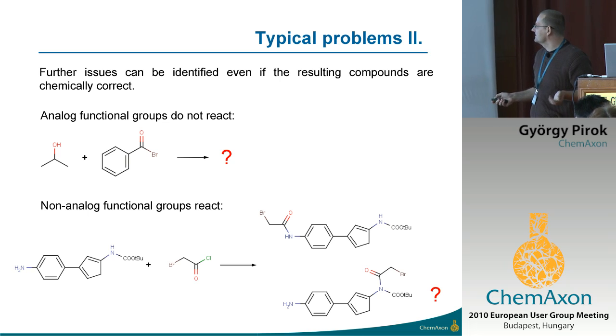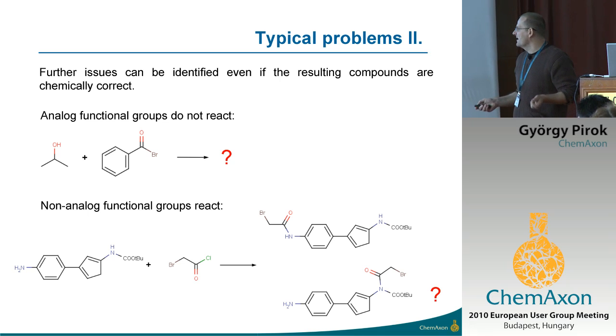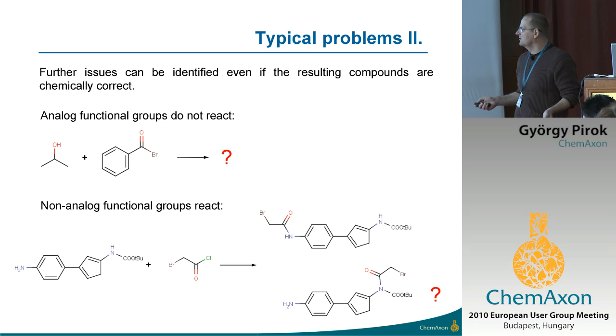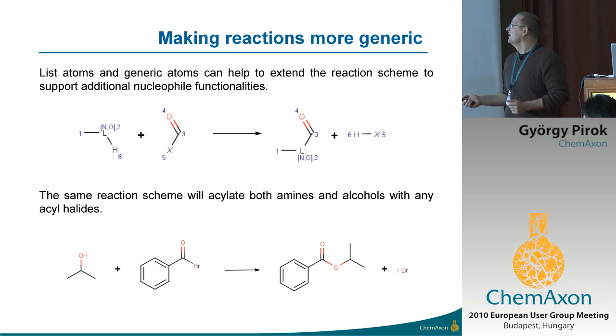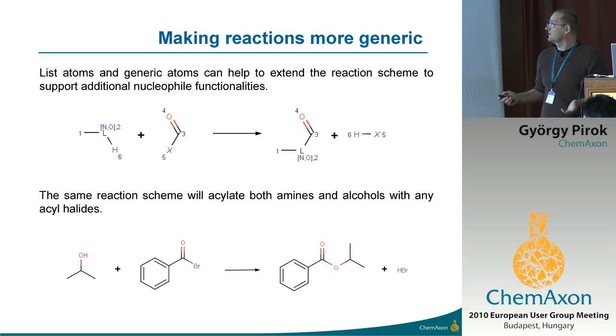And the other problem is that we have non-analogues. This is an amide here. Actually, there's a carbonyl here, and it became acylated, and I don't want it. So sometimes analog functional groups do not react, and non-analogues react. So when we would like to extend the reaction, how can we make it more generic?